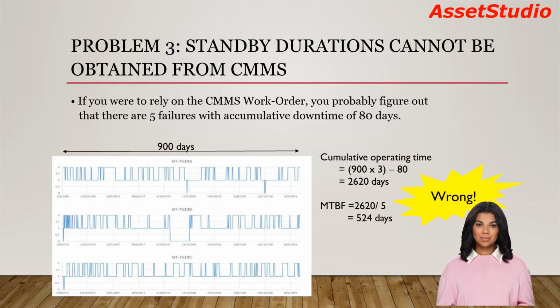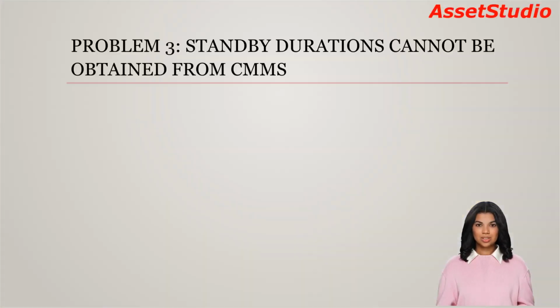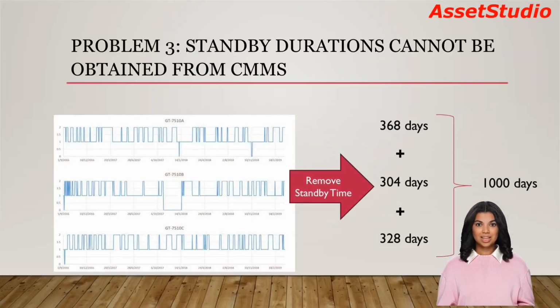When we account for the combined downtime of all gas turbines, which totals 80 days, the MTBF is calculated to be 524 days. However, this calculation is not correct because it gives credit for equipment while in standby. Here is the correct way to calculate MTBF.